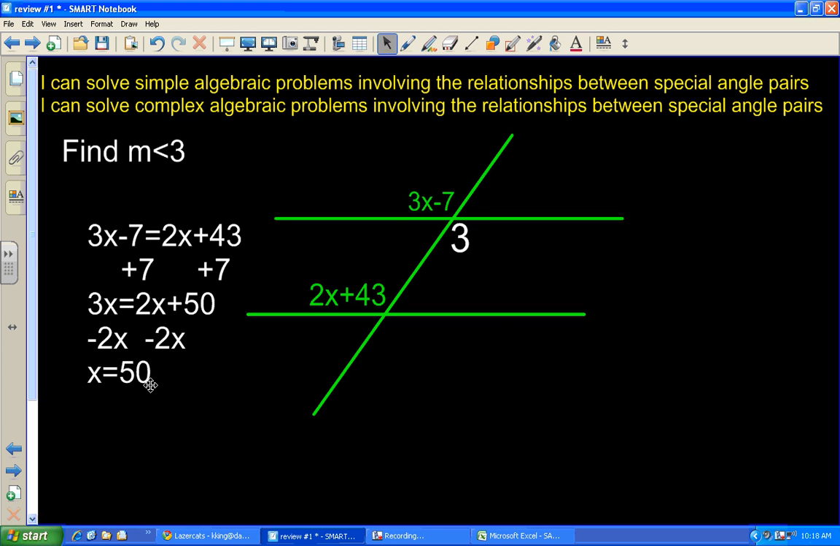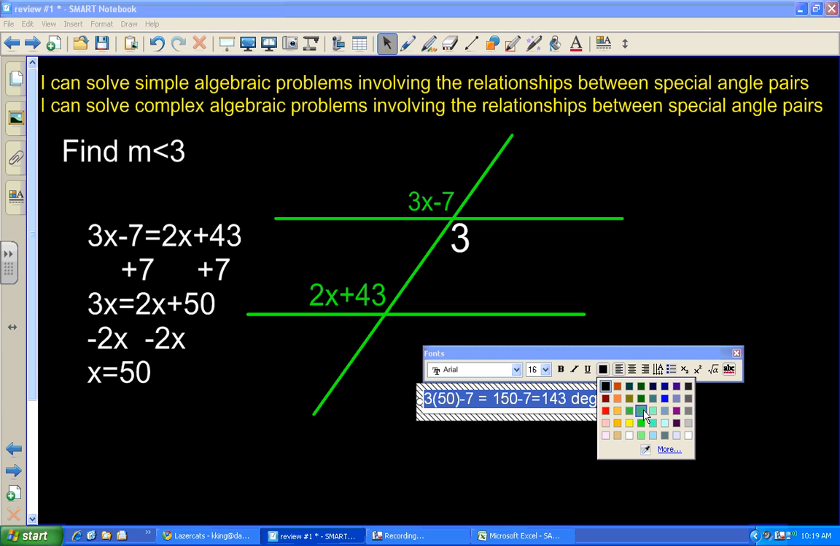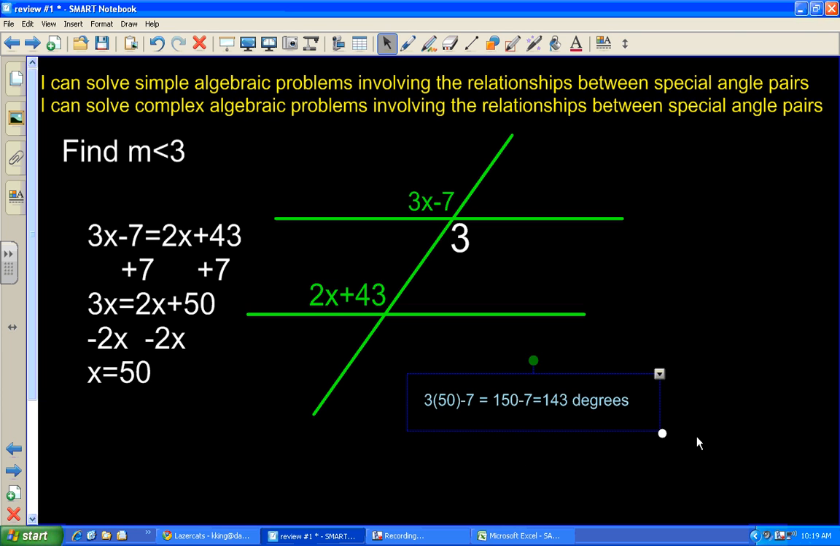So I could take x equals 50 and plug it into either one I want to plug it into. I'm going to plug it into the first one just because I want to. So 3 times 50 minus 7, that's going to be, well, 3 times 50 is 150 minus 7, and that's going to be 143 degrees. And there is my answer. That is the measure of angle 3.